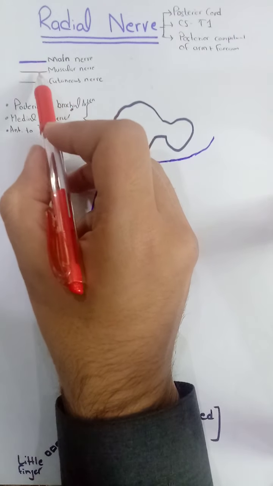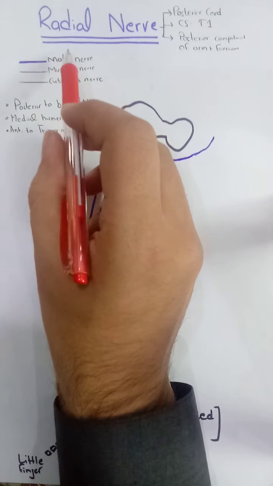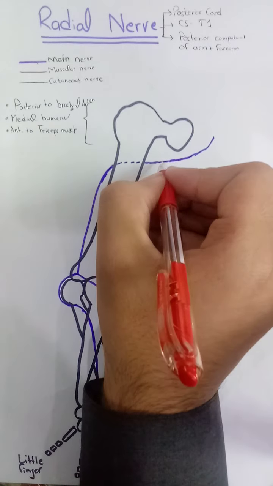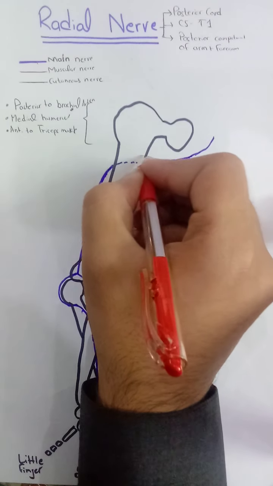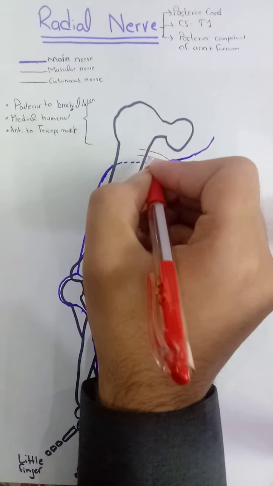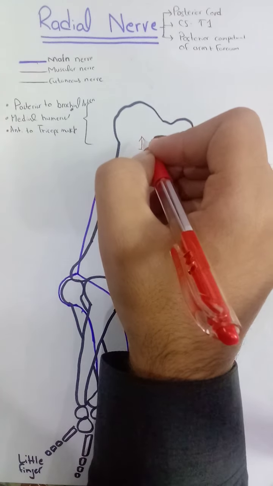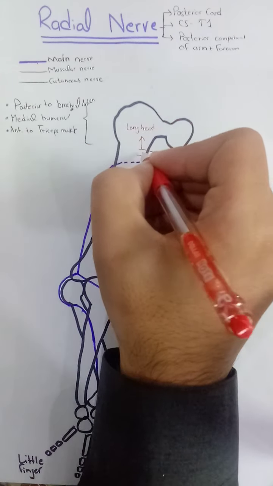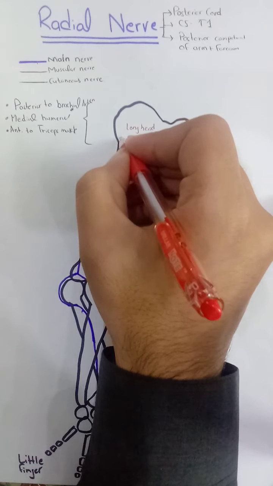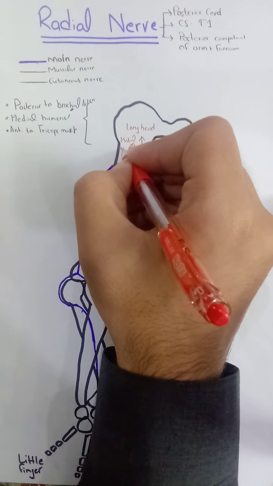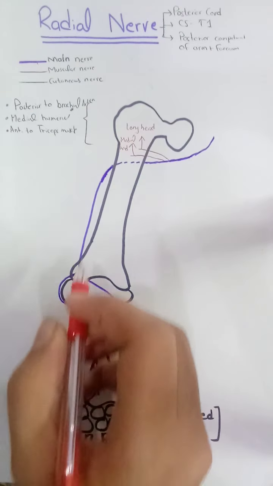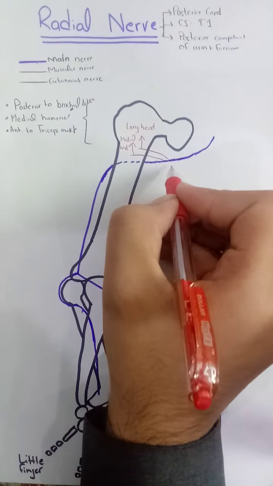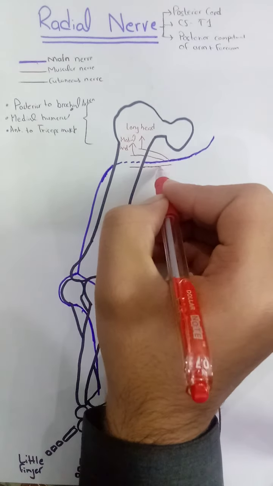I will show the muscular branches in red color, the cutaneous in the green color, and the main nerve will be in the blue marker. So here it will give two muscular branches. These will be the two muscular branches, one to the long head of triceps and one to the medial head of triceps muscle. And here it will be accompanied in the arm by an artery which is the profunda brachii artery.